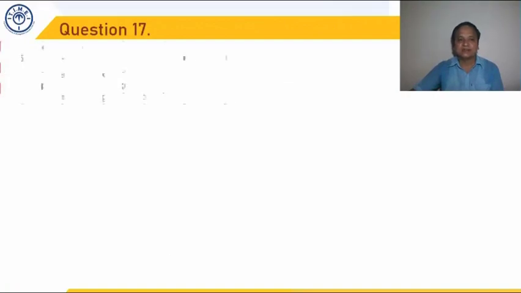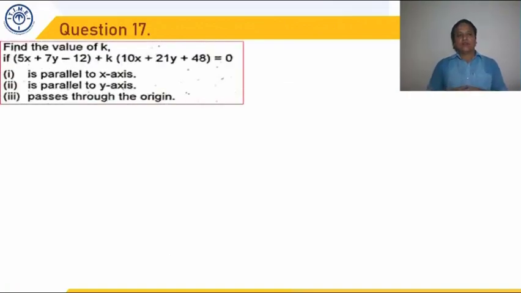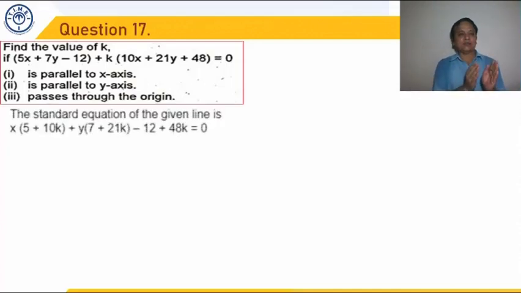Question number 17. It says, find the value of k. We have to give the value of k. An equation is given in which three parts are given. So first we simplify the line as x into 5 plus 10k plus y into 7 plus 21k minus 12 plus 48k. It's an equation of a line where 5 plus 10k, 7 plus 21k and minus 12 plus 48k are constants. First part says it's parallel to the x-axis.